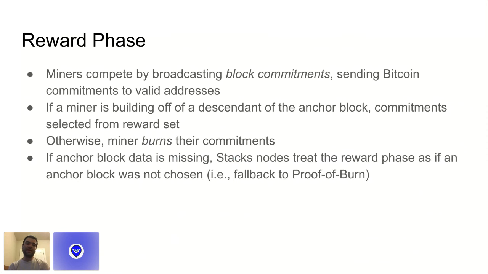So you fall back to proof of burn. And then finally, if an anchor block was chosen, but your node hasn't processed that anchor block's data yet, then your node must treat the reward phase as if an anchor block wasn't chosen. So in this way, if there's a problem in the network, your node falls back to a proof of burn system.